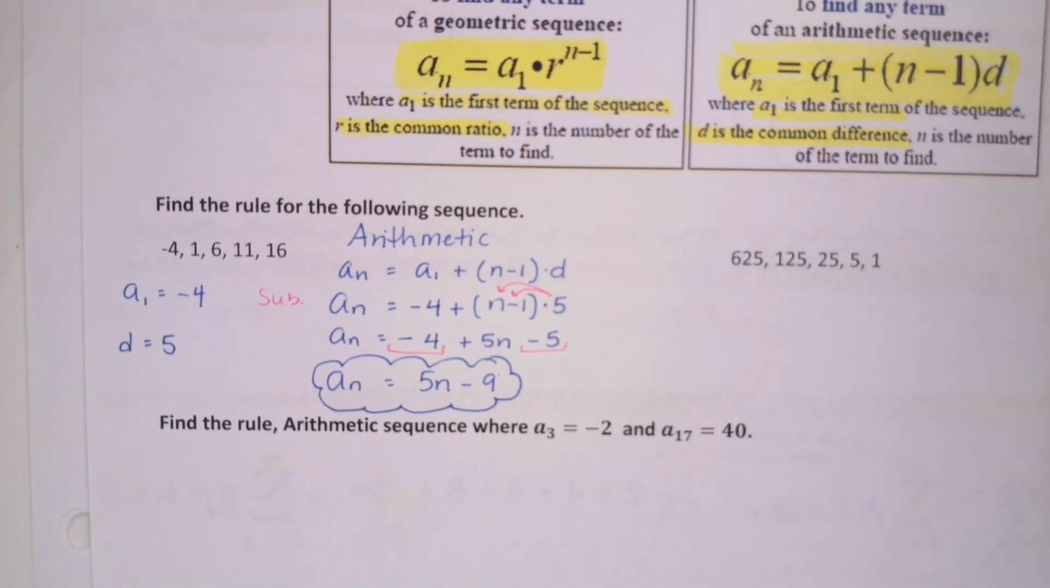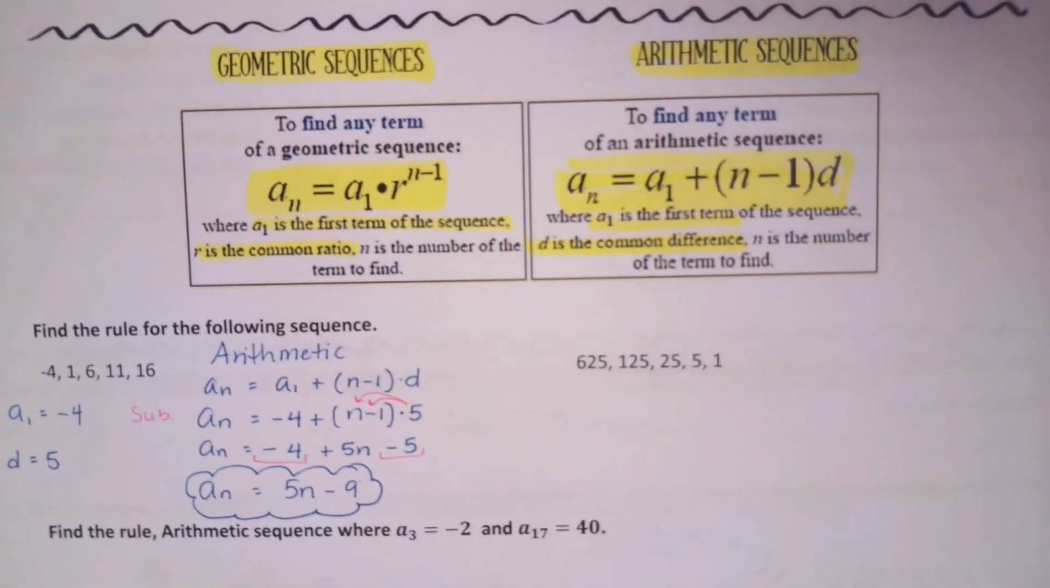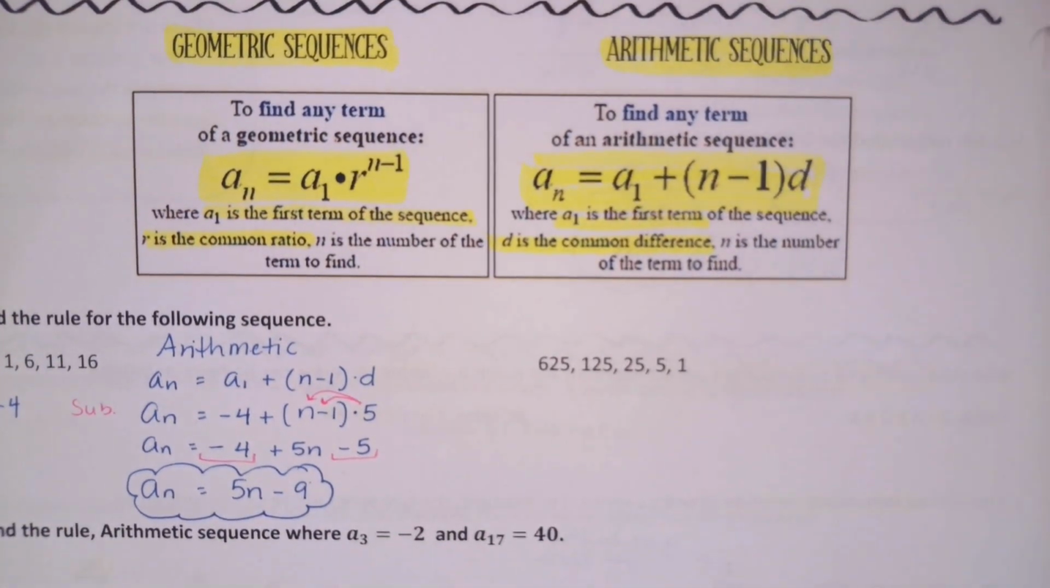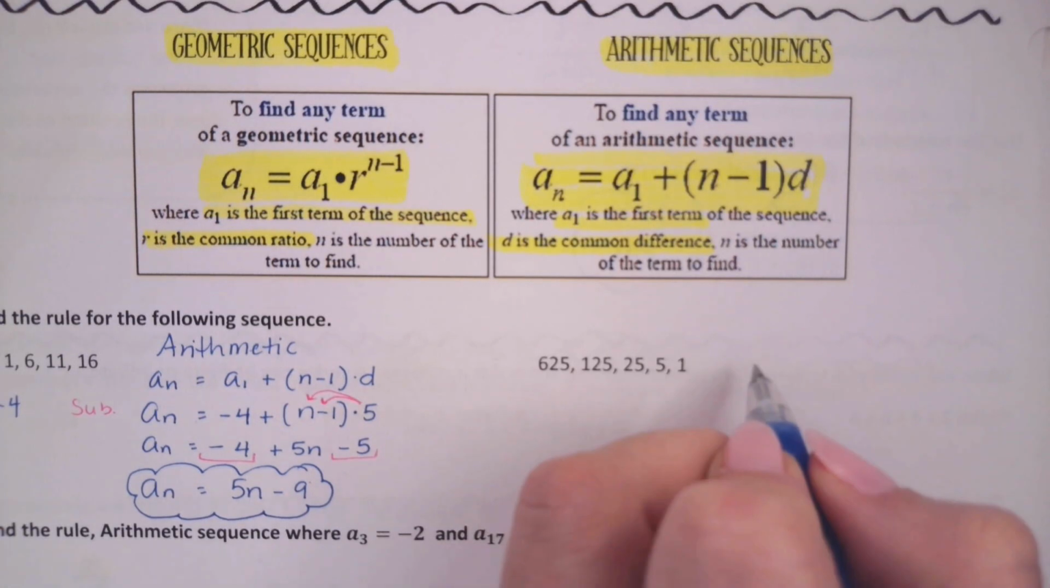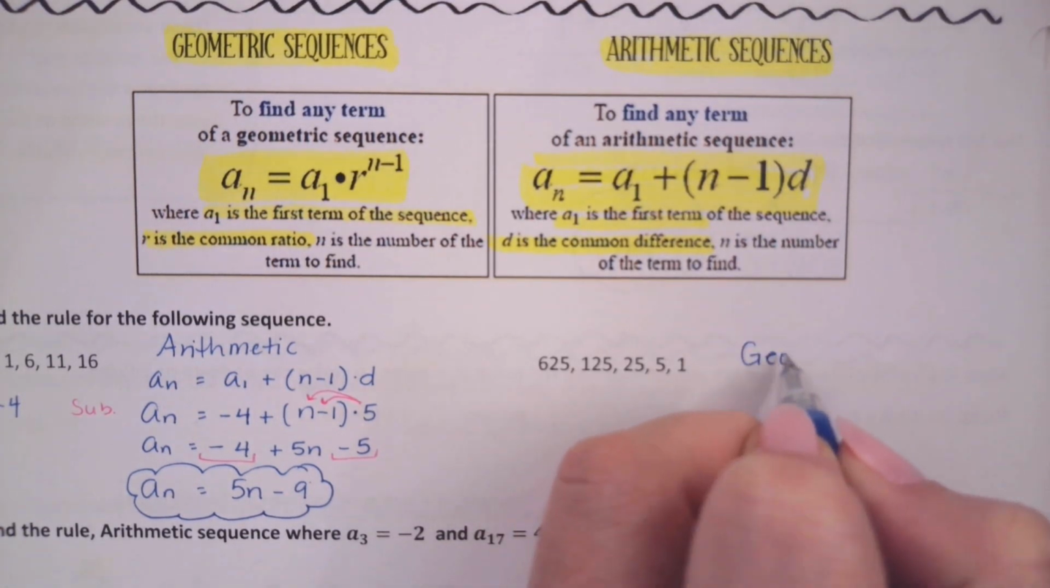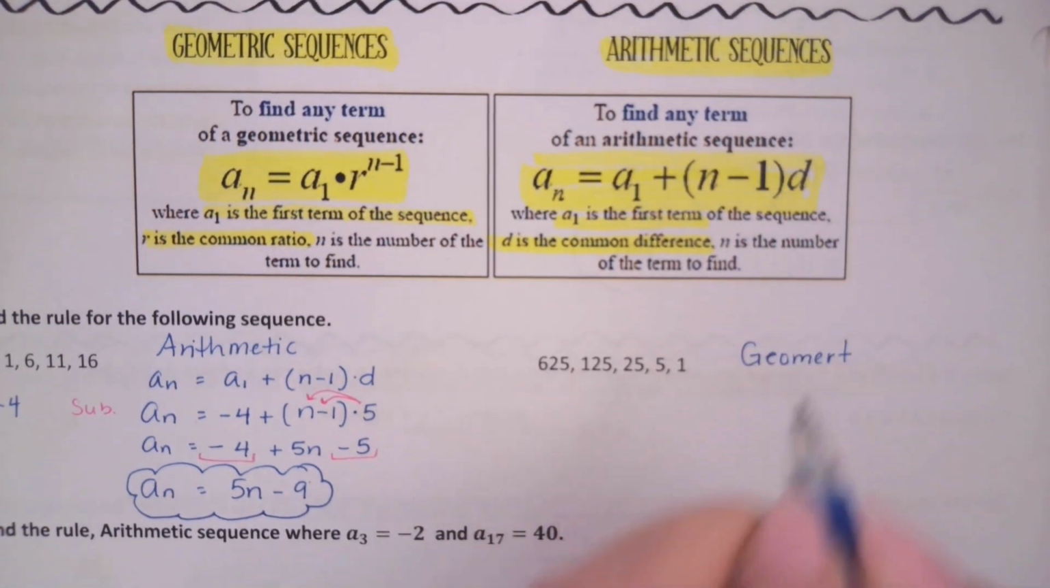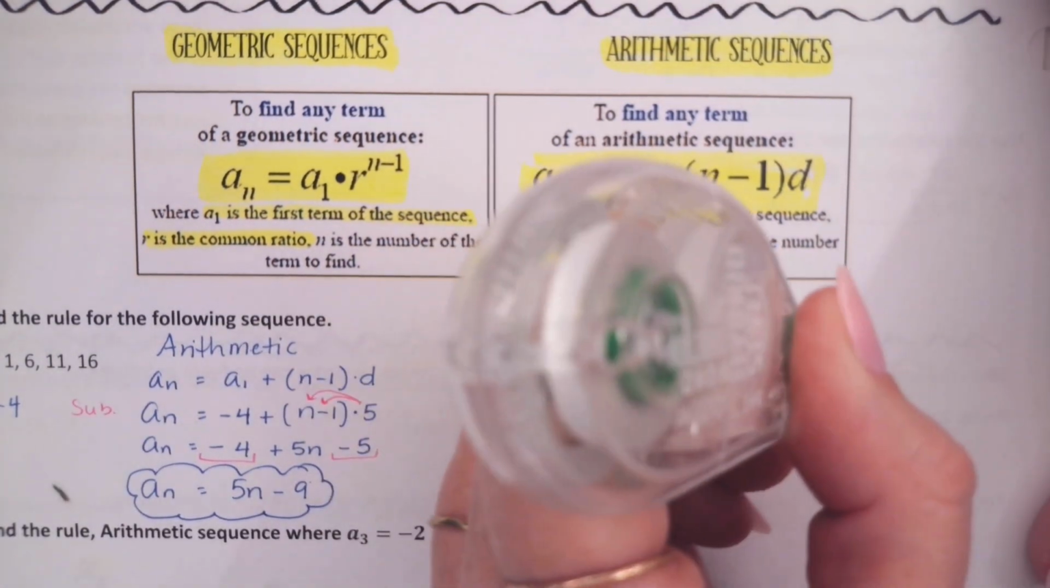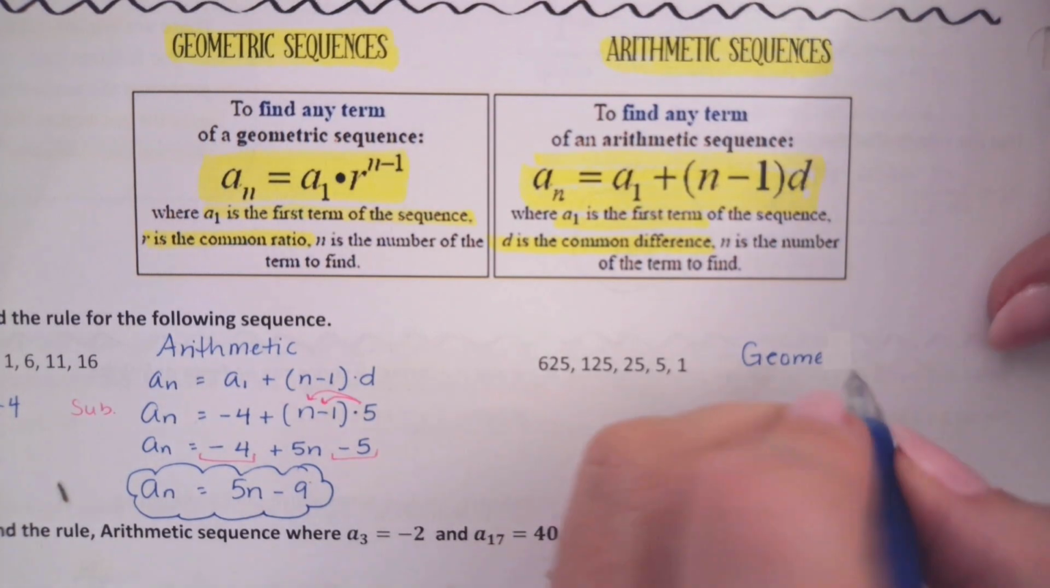All right. Second one, again, first thing we want to figure out is whether it's geometric or arithmetic. Geometric.